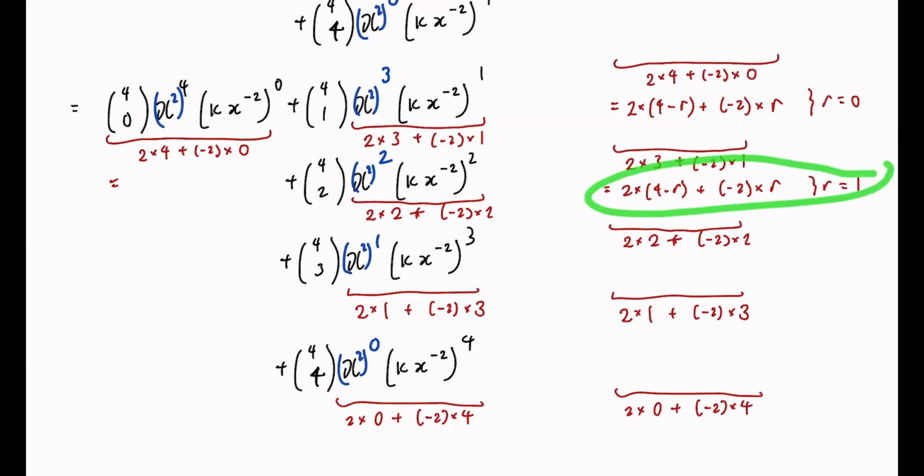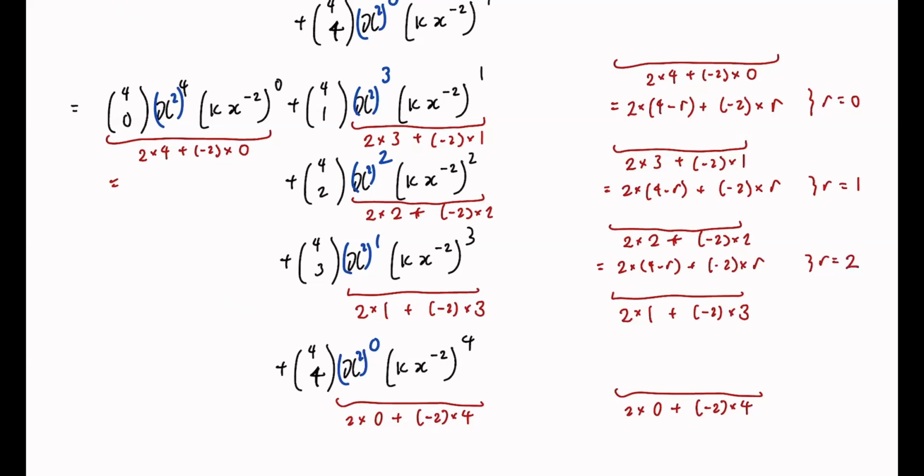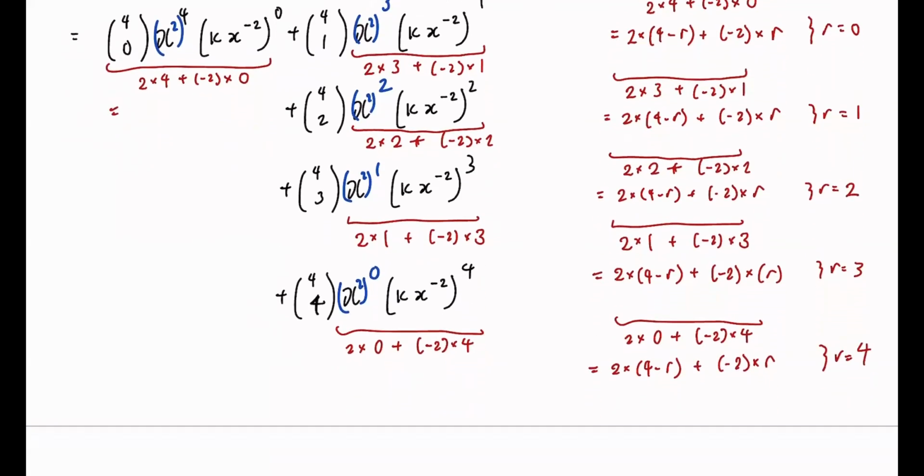Is this part okay? I think you can see the pattern already. It's just 2 times 4 minus r plus negative 2 times r, but the r here is equal to 2. Next one, the same with r equal to 3. Next one, r is equal to 4. Is that clearer? Can you see that pattern? In general, the power will become the power of the first term.